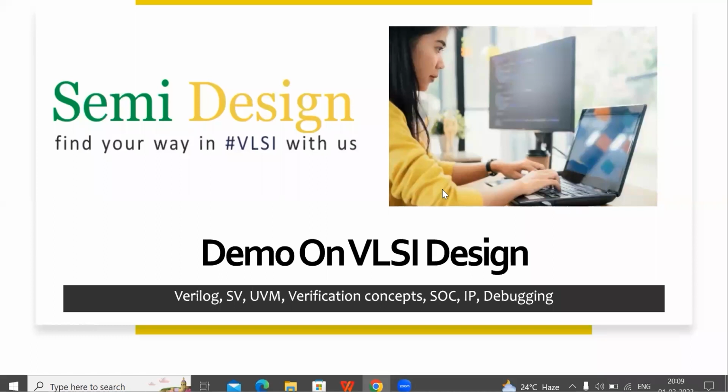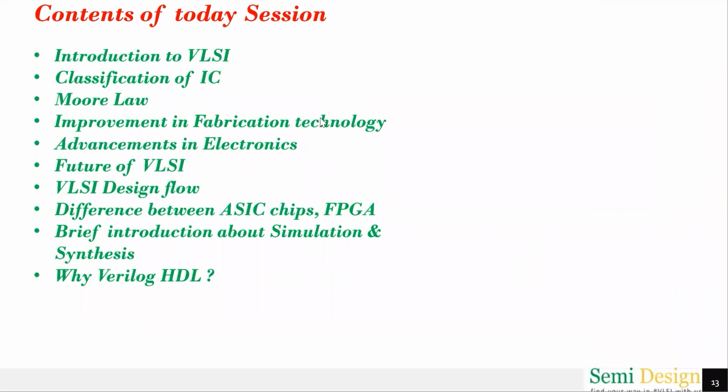Okay, so what are the concepts we are going to cover? Introduction to VLSI. What are the different types of ICs? We have the classification of IC, that means generations of IC, and Moore's law, or what it means, and improvement in fabrication technology. What are the advanced technologies we are using now, and what are the advancements in electronics from the past 19th century, and the future of VLSI. What is the future of VLSI? Will VLSI have a future, or will VLSI be dead after a nanometer, after it goes to 1 nanometer technology, beyond 1 nanometer technology?